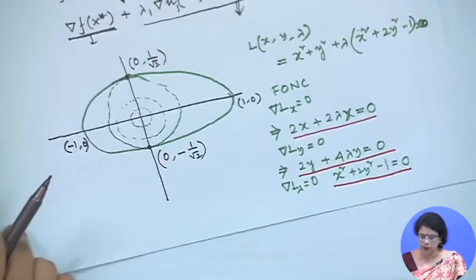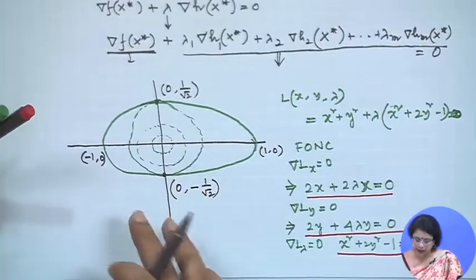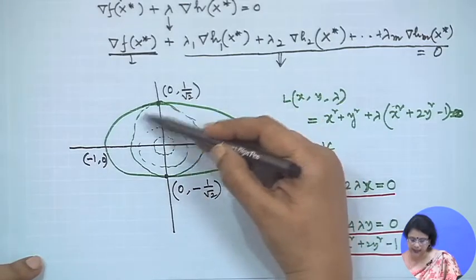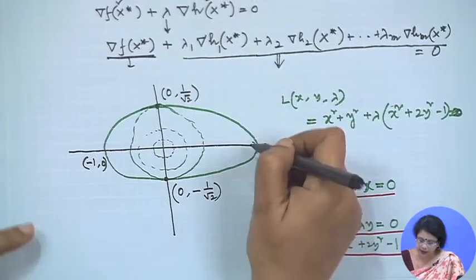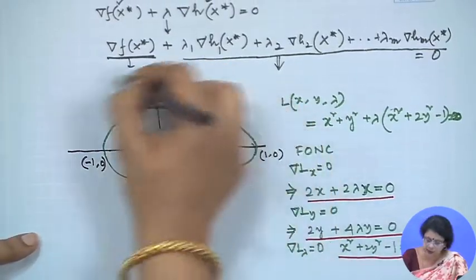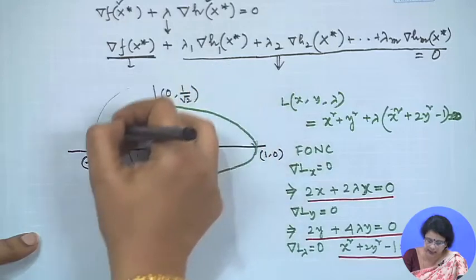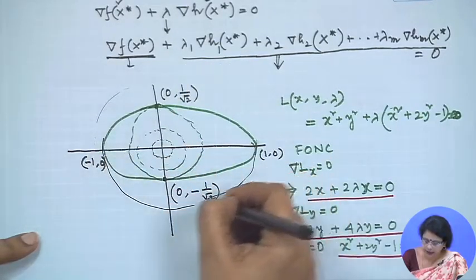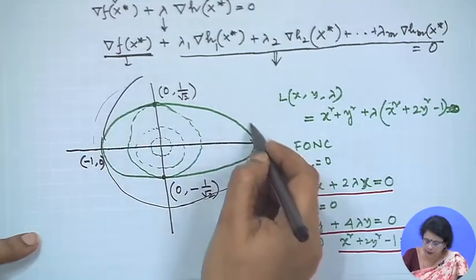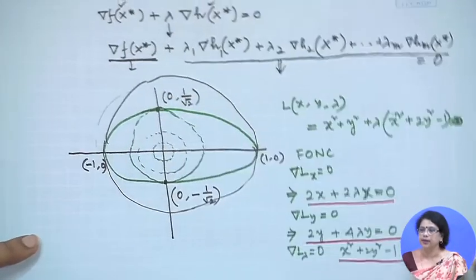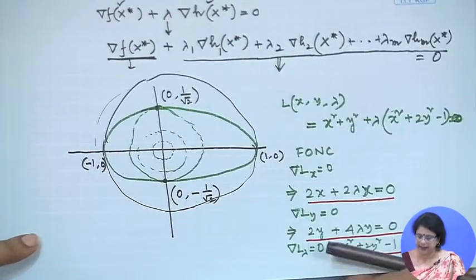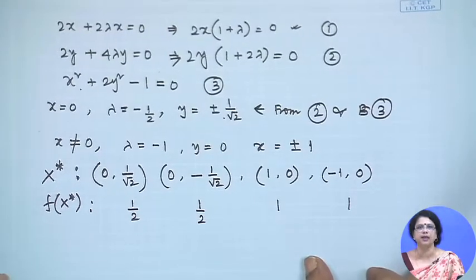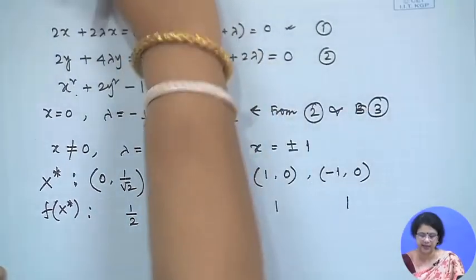If we just go back to the figure, we could see that at (0, 1 by root 2) and (0, minus 1 by root 2) we are getting the minimum value, and if the circle moves further and further, when it touches these two extreme points, then we are getting the maximum value. Alright. That is why we could see that there is only one constraint, and that constraint is an active constraint.